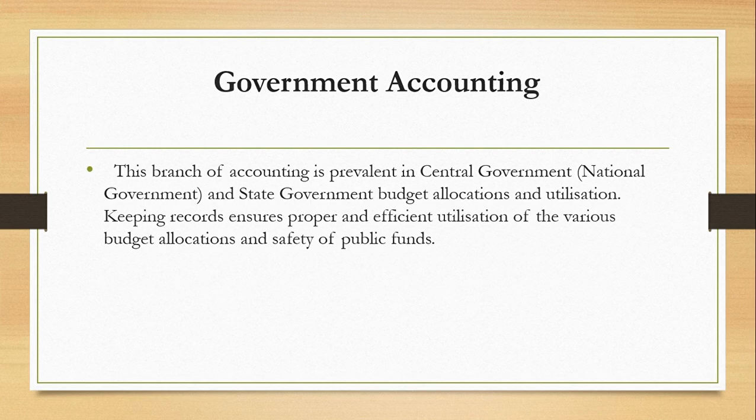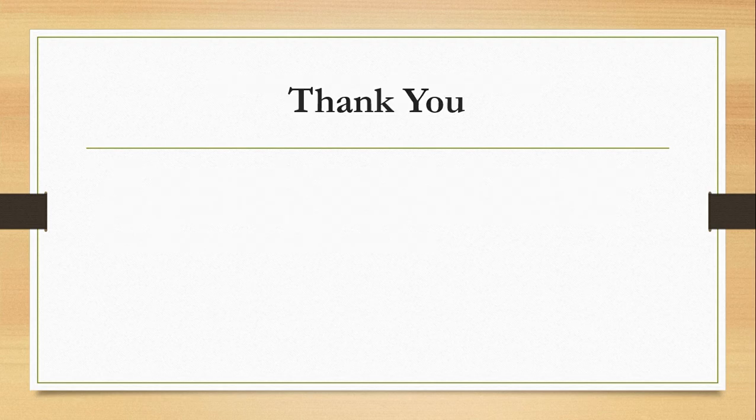The next branch of accounting is government accounting. This branch of accounting is prevalent in central government, national government and state government budget allocations and utilization. Keeping records as per government accounting ensures proper and efficient utilization of various budget allocations and safety of the public funds. So these are the branches.